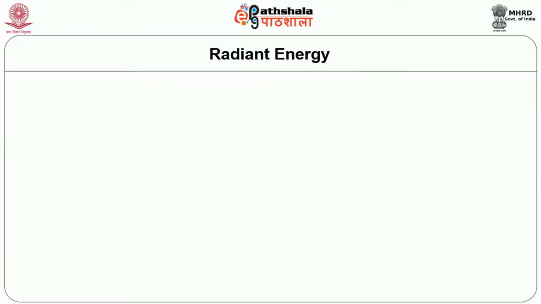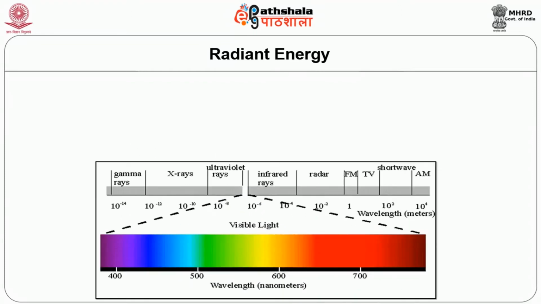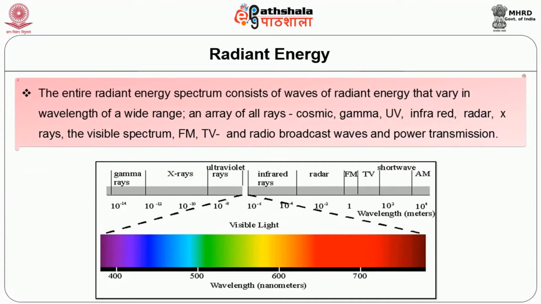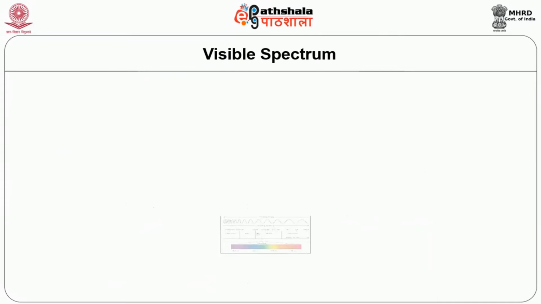Light is visually evaluated radiant energy, which is electromagnetic, which moves at a constant speed in vacuum. Have a look at the image. The entire radiant energy spectrum consists of waves of radiant energy that vary in wavelength of a wide range, an array of all rays: cosmic, gamma, UV, infrared, radar, X-rays, the visible spectrum, FM, TV and radio broadcast waves and power transmission. But what is visible spectrum?